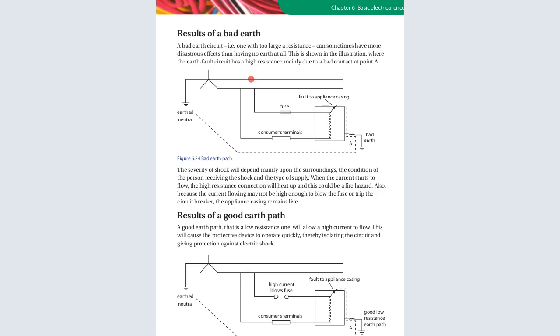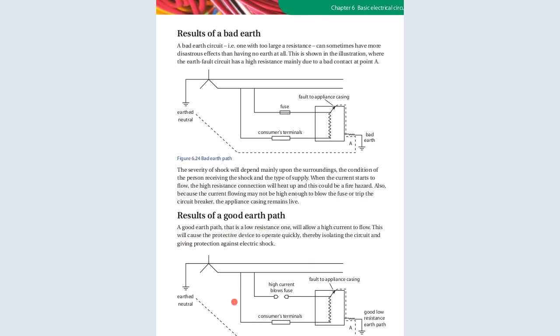So the result of bad earthing, a bad earth circuit, i.e. one with too large resistance, can sometimes have a more disastrous effect than having no earth at all. This is shown in the illustration where the earth fault circuit has a high resistance, mainly due to the bad contact at point A. So you can see this.